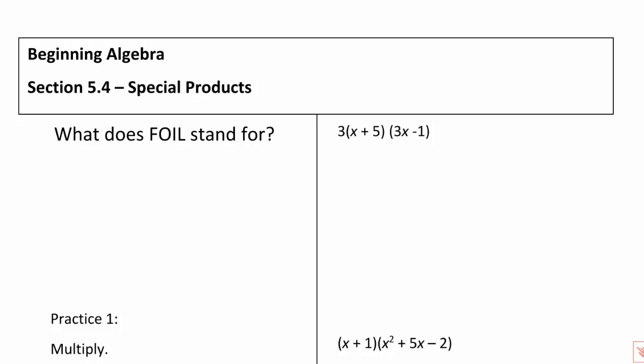Hello, this is Math 0302 Beginning Algebra, Chapter 5 Section 4, Special Products.